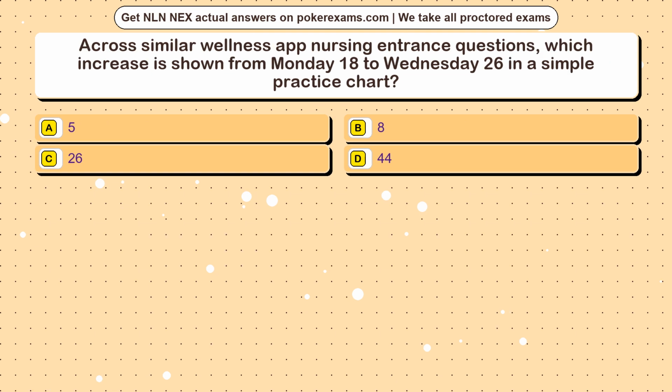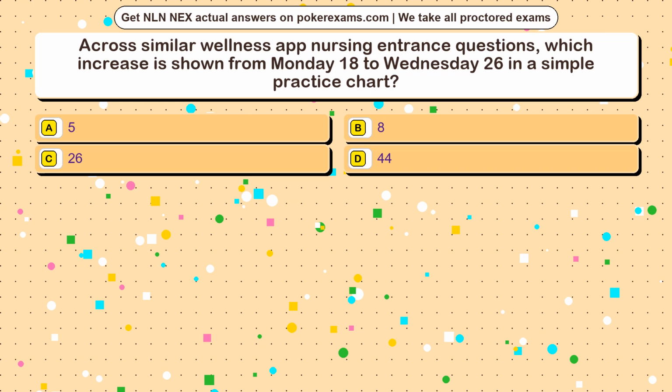Question 20. Across similar wellness app nursing entrance questions, which increase is shown from Monday 18 to Wednesday 26 in a simple practice chart? Option A, 5. Option B, 8. Option C, 26. Option D, 44.